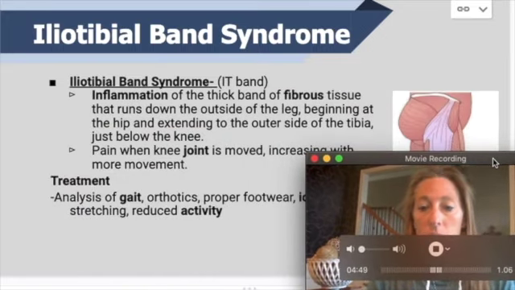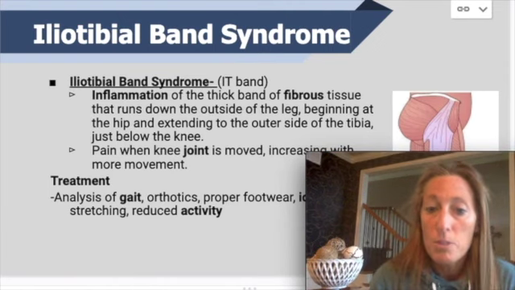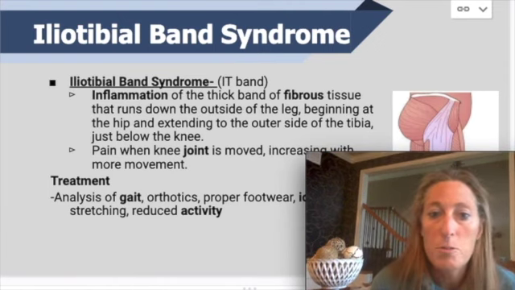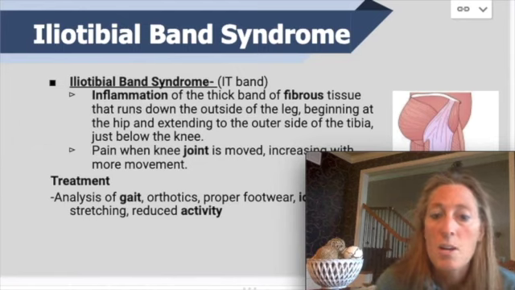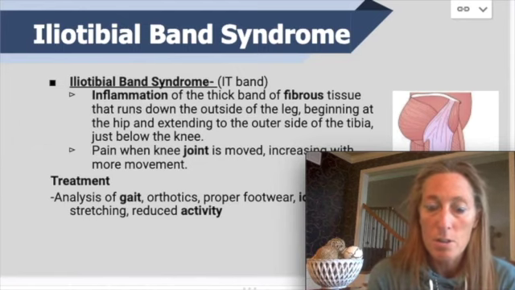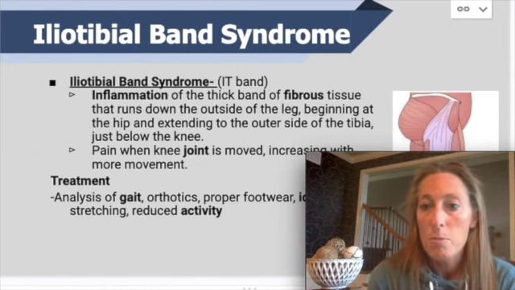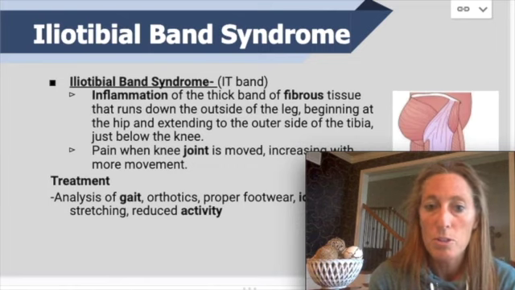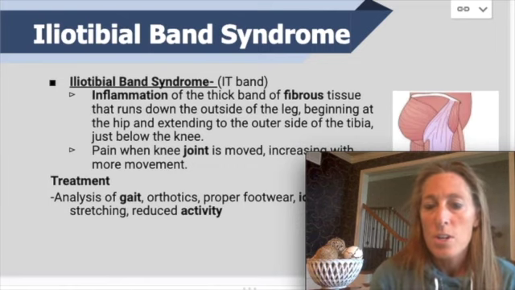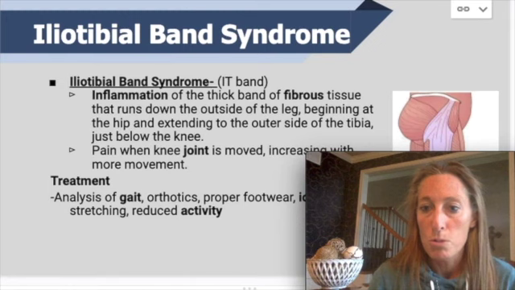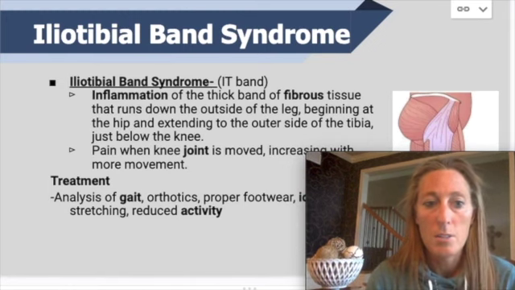Treatment involves analysis of your gait, as runners often get IT band syndrome. In analyzing what the gait looks like, you might put orthotics or pieces into the shoe, make sure you have proper footwear and aren't putting too many miles on your shoes. Ice, stretching, and foam rolling are other options, and reduced activity is another treatment.